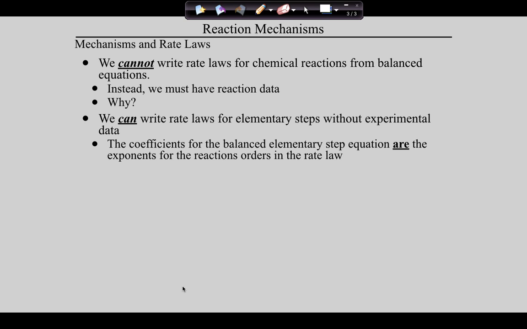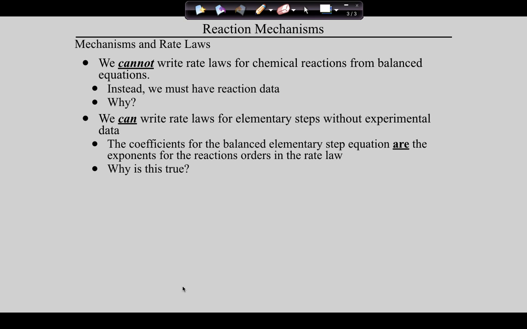So the coefficients for the balanced equations are the exponents. They are the reaction orders for the balanced equations. And, of course, the question is why.